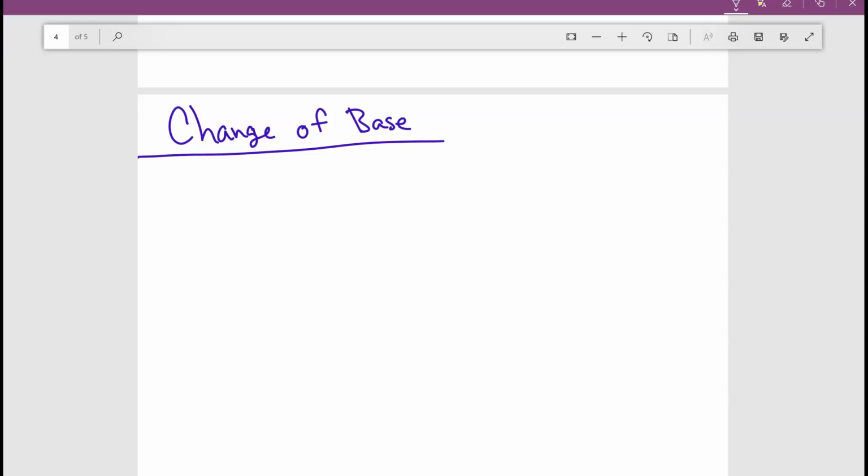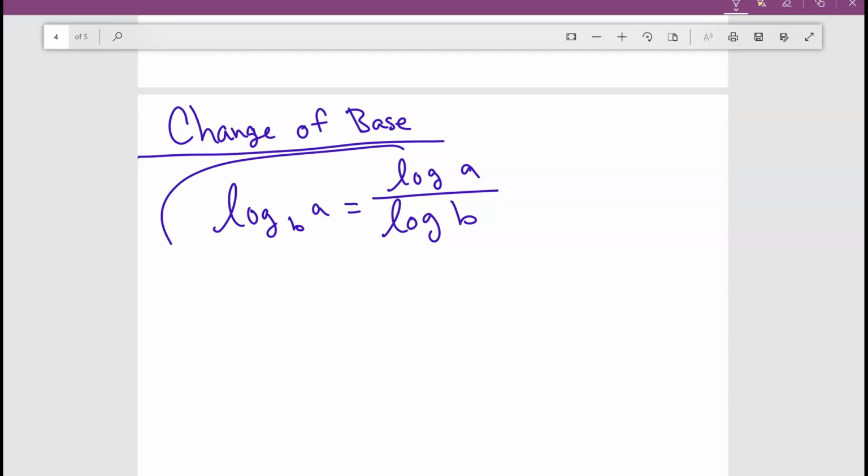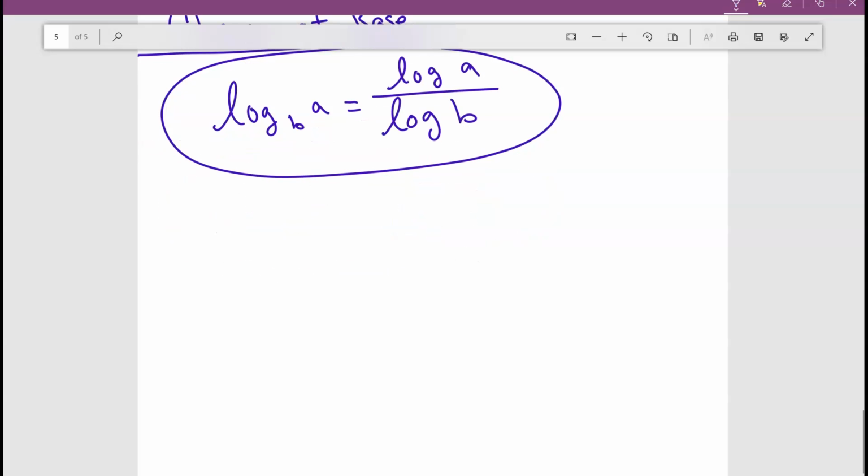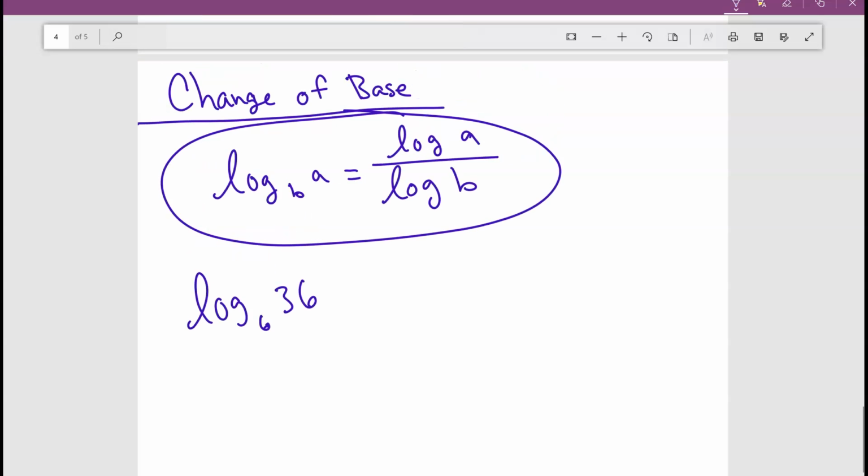Here is the formula. Let's say you had some log base b of a. One thing that you can do is take the log of a divided by the log of b. Notice that I have base 10. It doesn't need to be base 10, you can have ln. Now, where would this be useful? Let's say you wanted to figure out what log base 6 of 36 was. You didn't know what it was, you wanted to use your calculator. Unfortunately, yours doesn't have base 6, but you know the change of base formula.